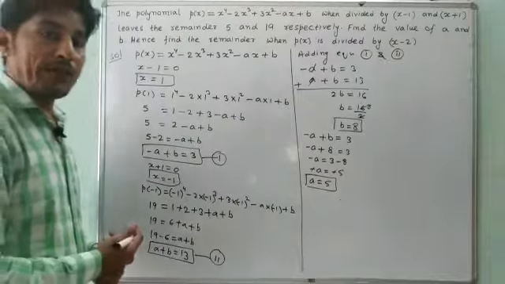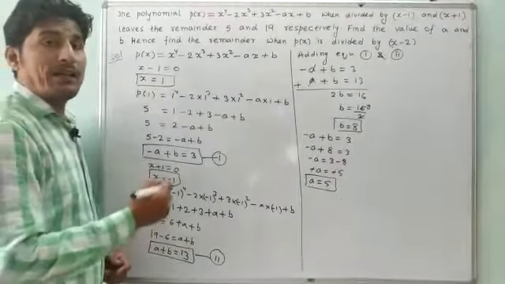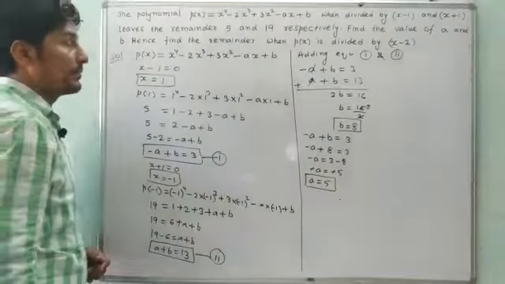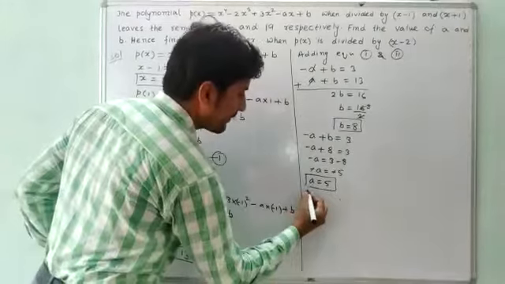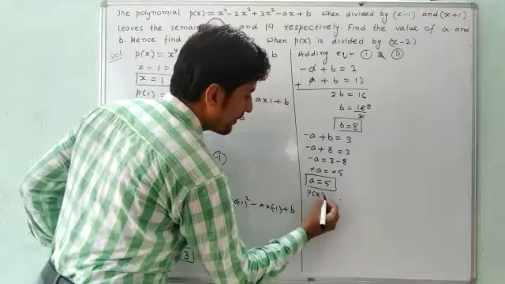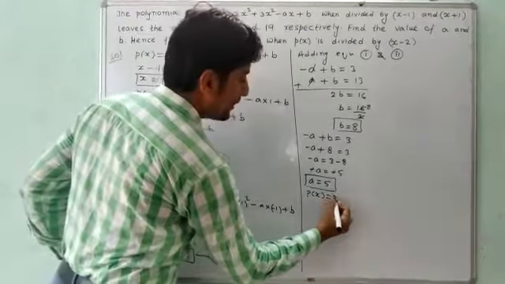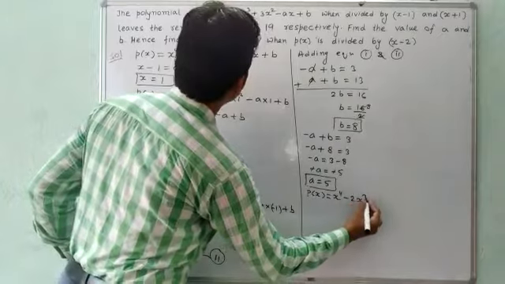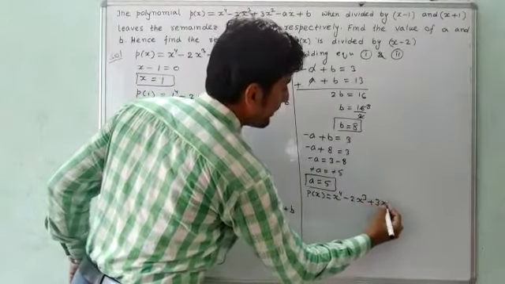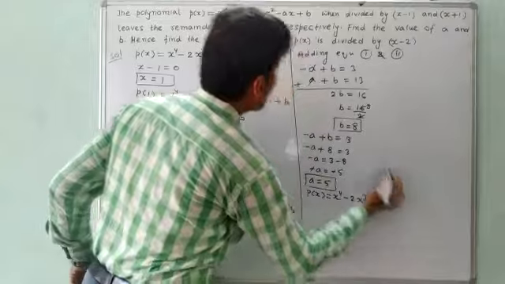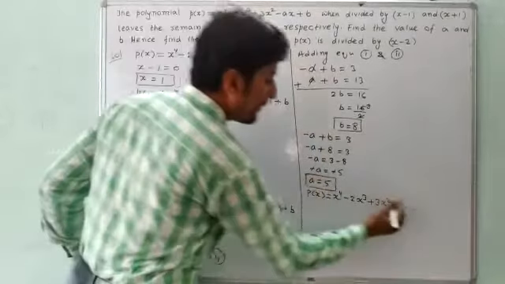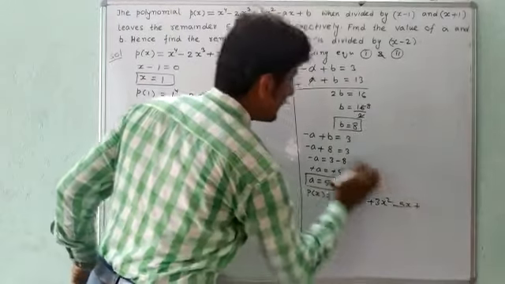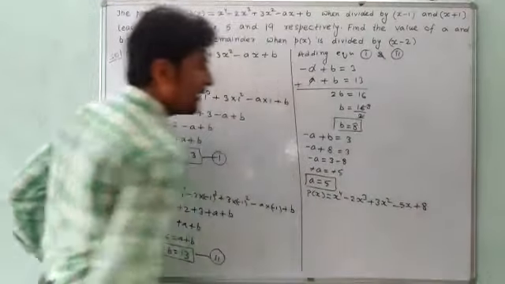After getting the value of a and b, then we have to write down the resultant polynomial after putting the value of a and b in p(x). So p(x) equals to x to the power 4 minus 2x cube plus 3x square minus ax. The value of a we are having 5, so we can write here 5x, and then plus b. Value of b is 8, so we can write here 8.